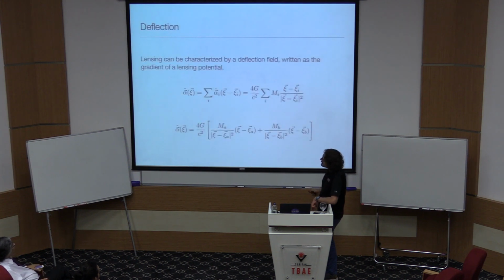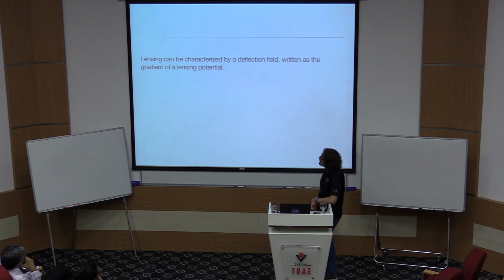For the deflection, I defined it as the mapping between theta and beta. In general, you can write it as a sum over the point masses in your lens plane, and that gives you this definition. For example, for two lenses, whenever you have two points in the lens plane, that becomes your deflection field. That's not a very typical situation, however, because typically you have a continuous distribution of mass on the lens plane, and we will come to that. For that, you start taking integrals.